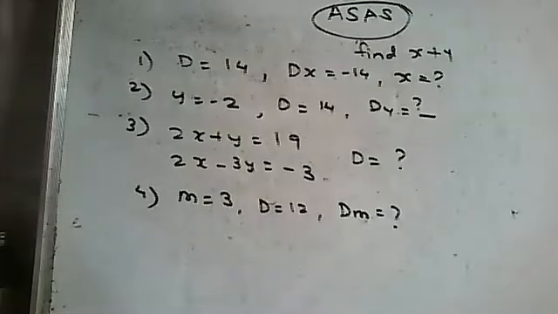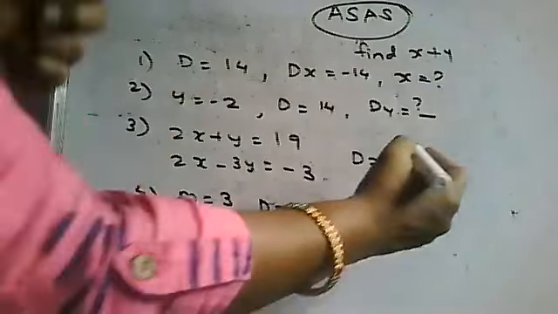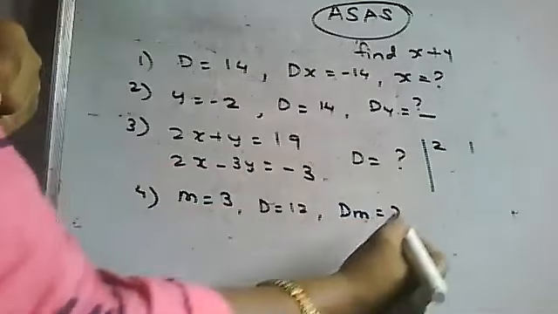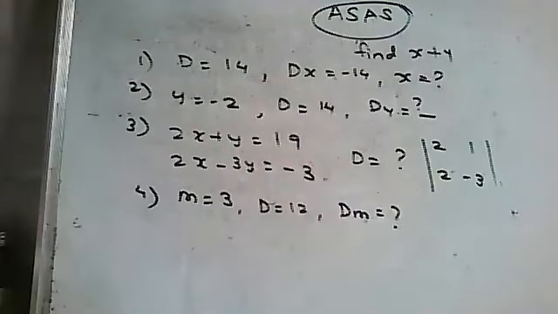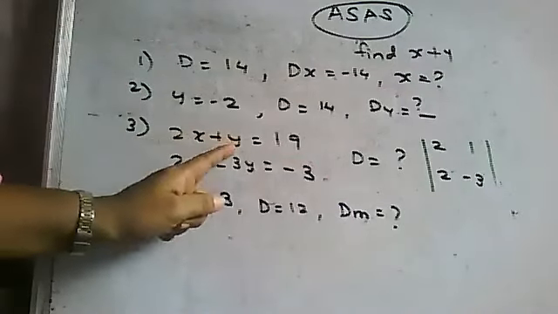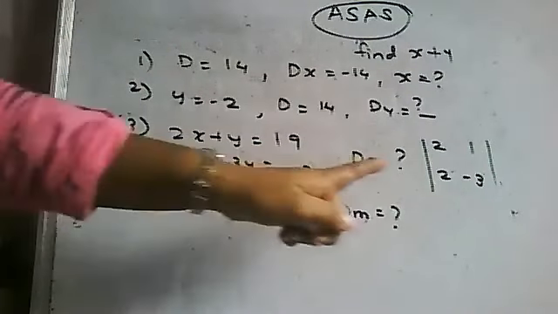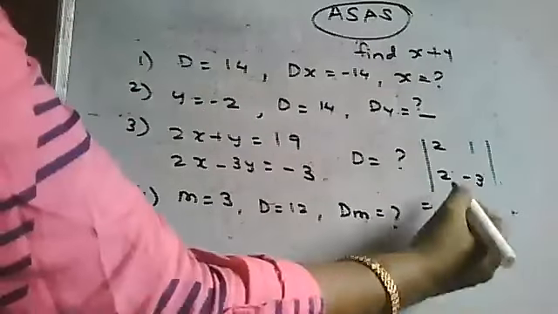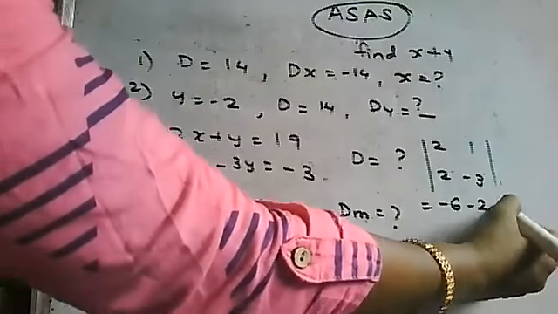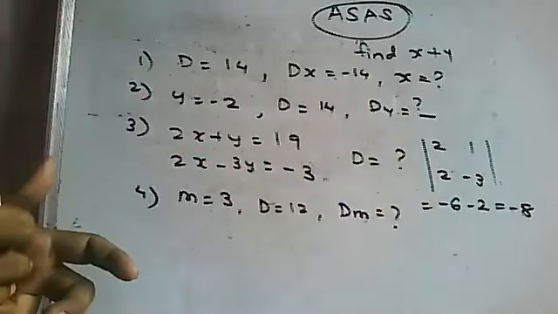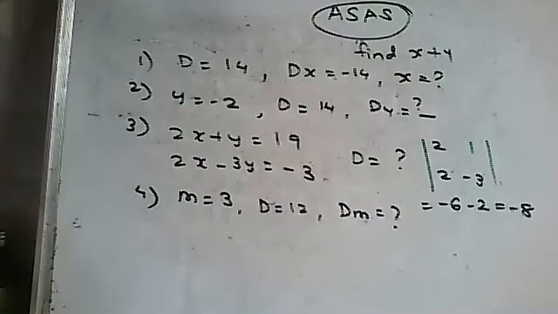Oh, third sum. Okay. Third sum mein, Ojas, 2, 1, 2 and minus 3. You will write 2, 1 in the first row, next 2 and minus 3 and solve. So 2 into minus 3 will be minus 6, minus 2, it would be minus 8. Ojas, is it okay for you? Are you there, Ojas? Okay, so 3 into minus 2 will be minus 6, minus 2 will be minus 8.